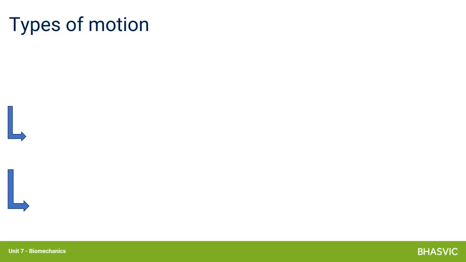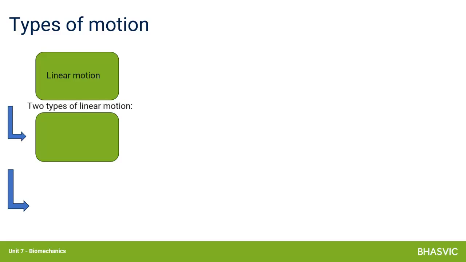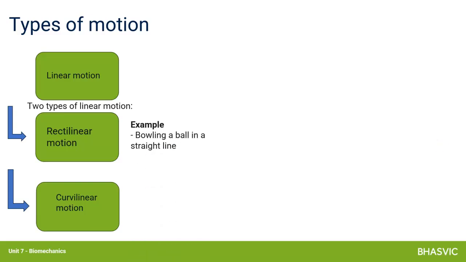Types of motion. There are three main types of motion: linear motion, angular motion, and general motion. Linear motion is not common in sport, however it can be split into two sections: rectilinear and curvilinear. Rectilinear is defined as a motion along a straight line. An example of this is a bowling ball in a straight line.